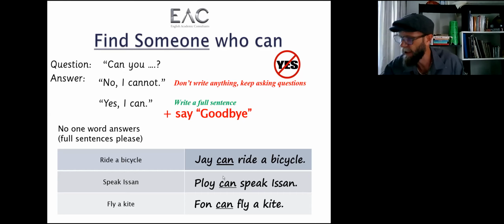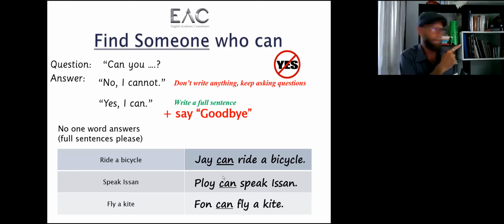This is how the activity looks, okay? I'm speaking to my friend off screen. Hi Dave, can you speak Chinese? No, I can't. Okay, Dave, can you ride a bicycle? No, I can't. Oh, okay. Dave, can you speak Isan? Yes, I can. Oh, great. Okay, Dave can speak Isan. See you later, Dave. Bye.